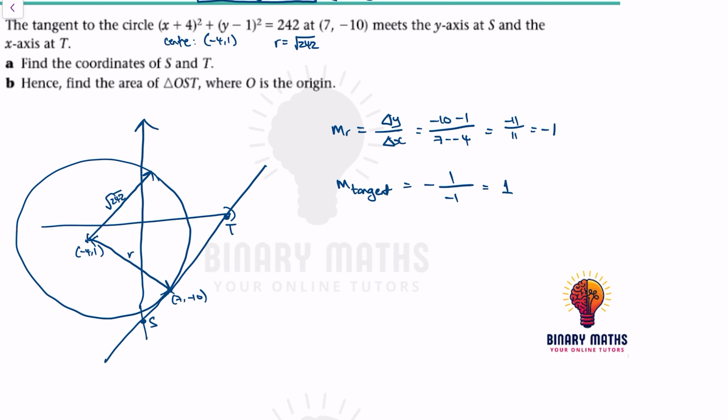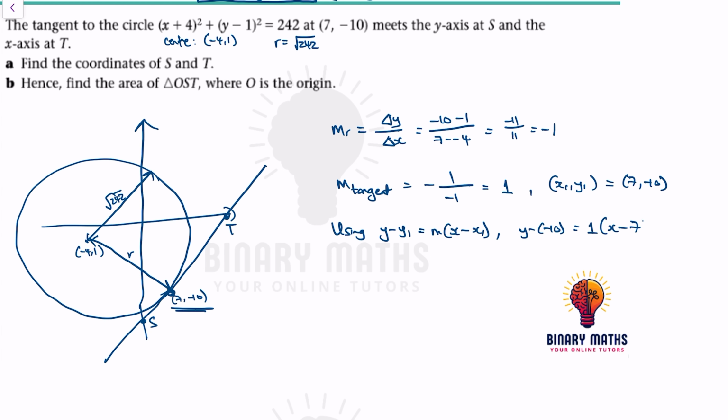Now we know that the gradient of the tangent is 1, and it goes through this point, 7, minus 10. Then using y minus y1 is equal to m times x minus x1, which is the equation of the line formula, we end up getting y minus minus 10 is equal to 1 times x minus 7, which gives you y plus 10 is equal to x take away 7, y is equal to x take away 17. So this is the equation of the tangent, y is equal to x take away 17.